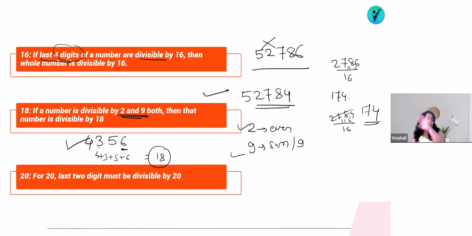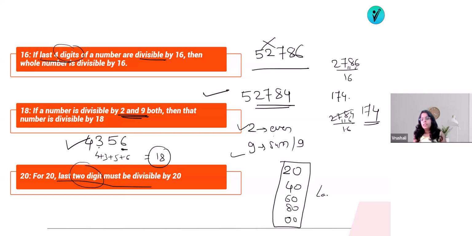Last means, yes, we have missed some numbers which are the odd ones, like 7, 13, 17 and 19. We will see them. But this is the rule for 20. The last 2 digits must be divisible by 20. Which will be divisible by 20 means the last 2 digits should be 20, 40, 60, 80 or 00. This should be the last 2 digits.